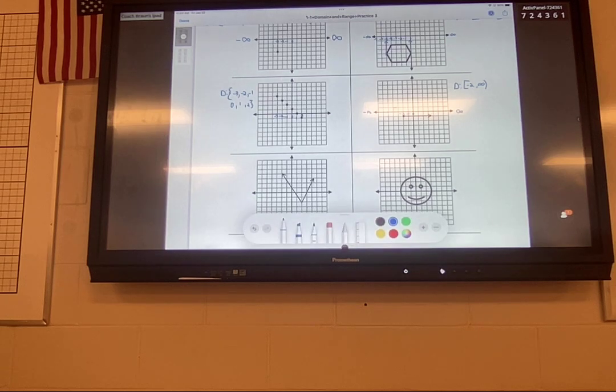Kendon. Working solo today. Kendon, look at the V shape down there in the bottom left-hand corner. How far left and how far right? Start with how far left. How far left on the x-axis does that V shape go? How far to the left does that graph go?